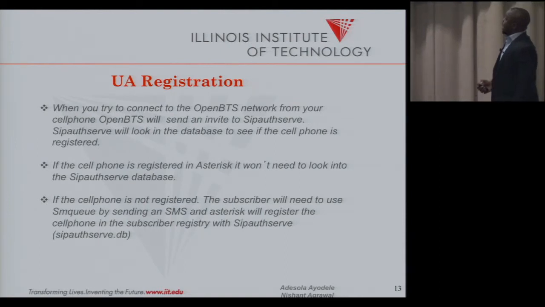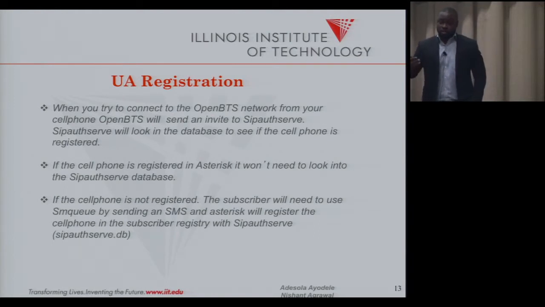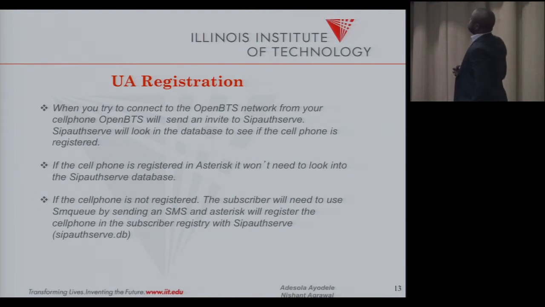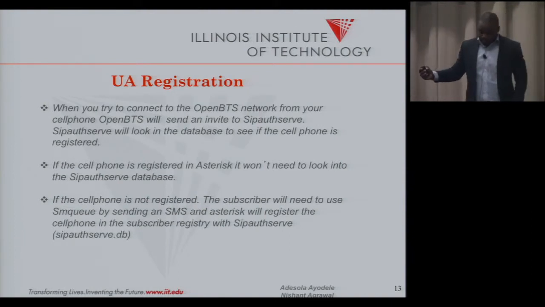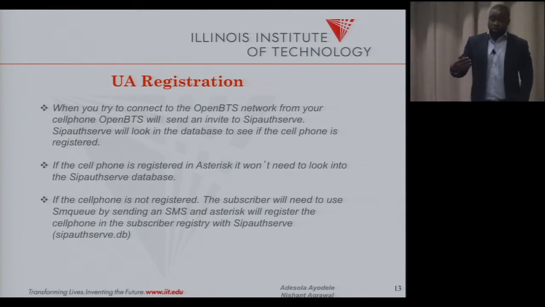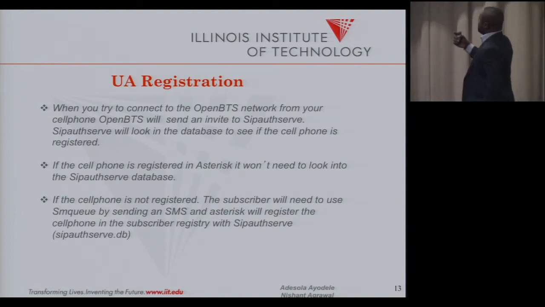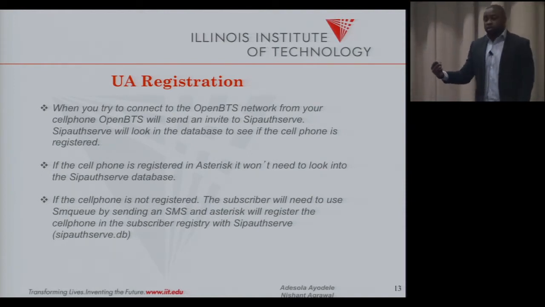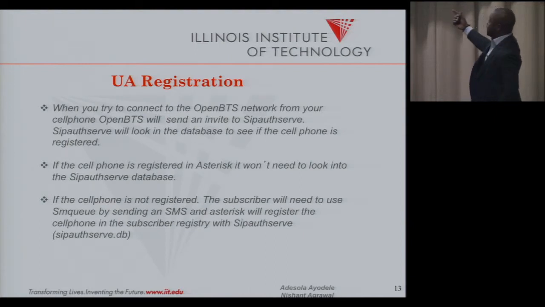This is how it registers user agents on the OpenBTS network. You try to make a call. It goes into the database to verify: is this person on our network? If it checks and sees you're not on the network, Asterisk will send a message saying this person's mobile number is not registered to this network. It will reject your call, and then you would have to send an SMS, just like I said earlier.